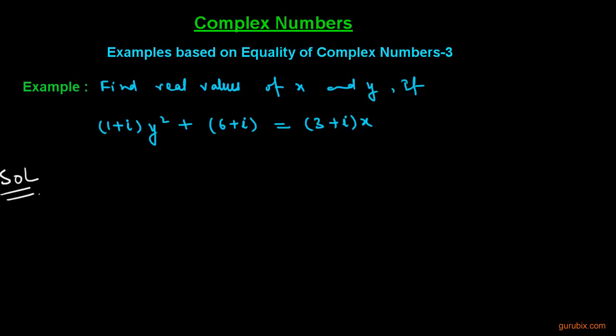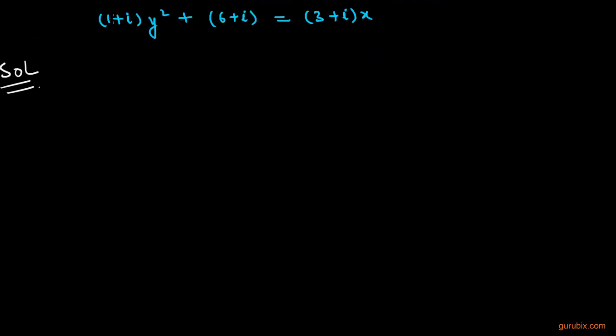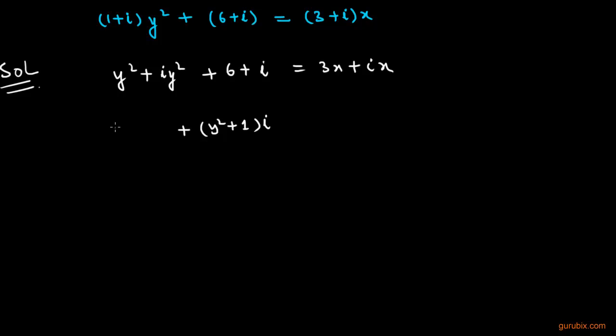First of all, we shall multiply the values in the bracket with y², then we get y² + iy², and here is 6 + i, and if we multiply x with these two values, then we get 3x + ix. And if we take common i from these two terms, then we have (y² + 1)i, and here is y² + 6, and here is 3x + ix.